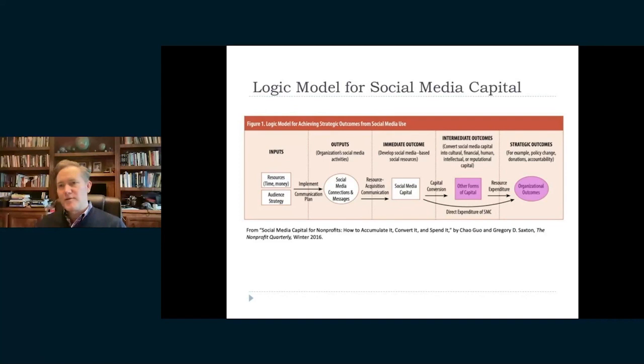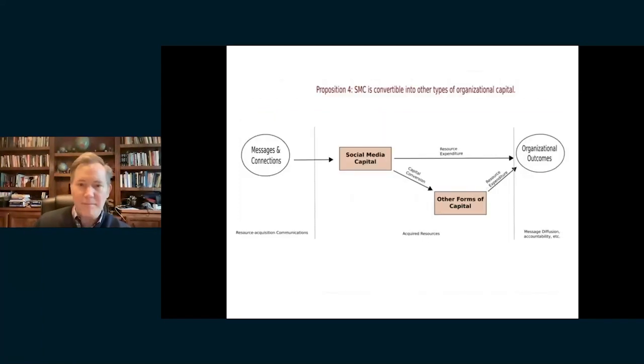If anyone's old enough to remember George W. Bush, when he got reelected a long time ago, he said, "I've earned political capital and I intend to spend it." So political capital is a type of intangible asset too. You've earned it. You've accumulated it through your messages and your connecting activities. Now is the time to spend it. And there's two main pathways.